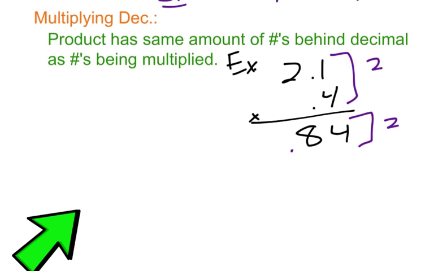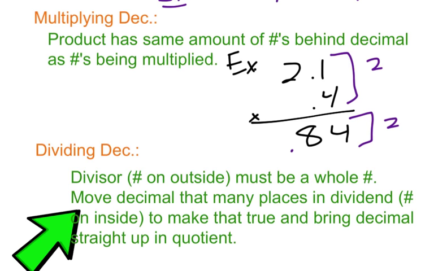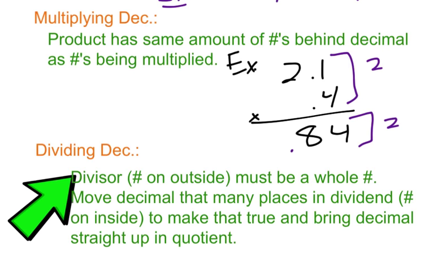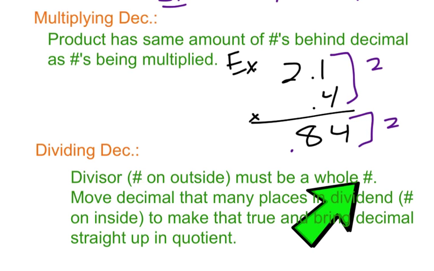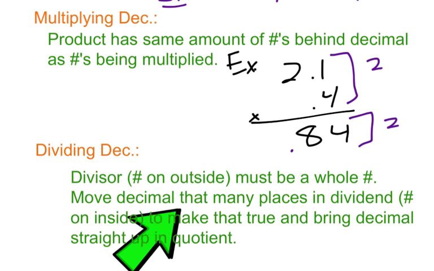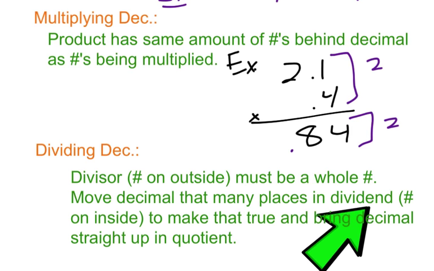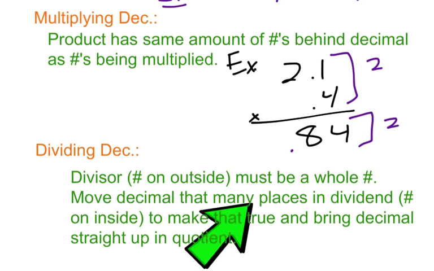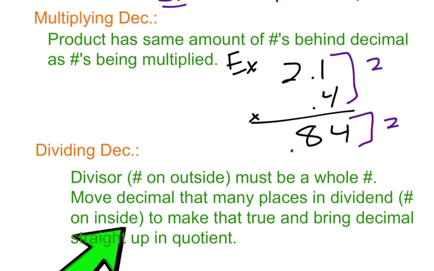Now dividing is going to be a little different. We want to make sure that our outside number when we divide is a whole number. So the divisor, our number on the outside, must be a whole number. We're going to move the decimal that many places in the dividend, that's the number on the end, or the number on the inside, to make that true and bring the decimal straight up in the quotient. I'm going to underline end because dividend, it's the number on the end. That's just an easy way to remember which is which.